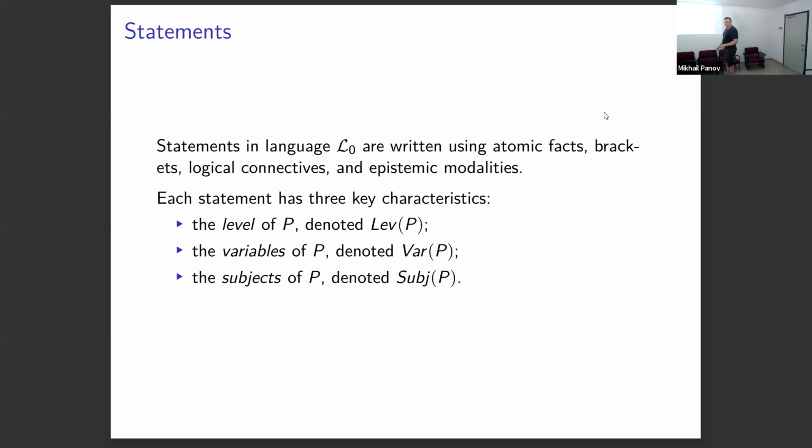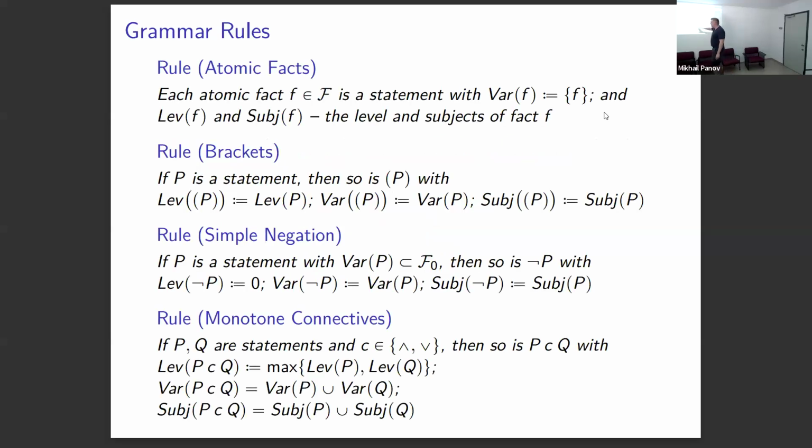Now, the first 4 rules do not use epistemic modalities, but they can be applied to statements which have epistemic modalities. An atomic fact is a statement, the variable being itself, and level and subject the same way as we defined previously. Brackets can be applied to a statement without changing level, variables, or subject.